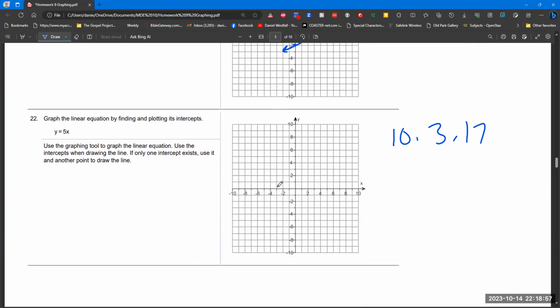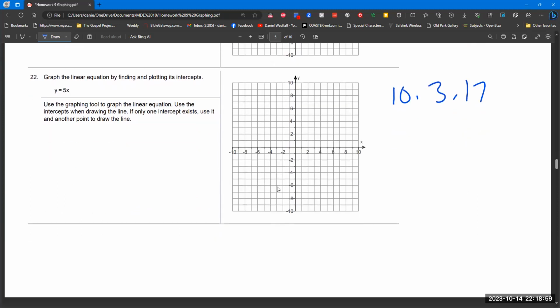Right? This is going to be another one that has a 0, 0. And I'm going to need to plot an additional point. So when x is 1, y is 5. Like that.